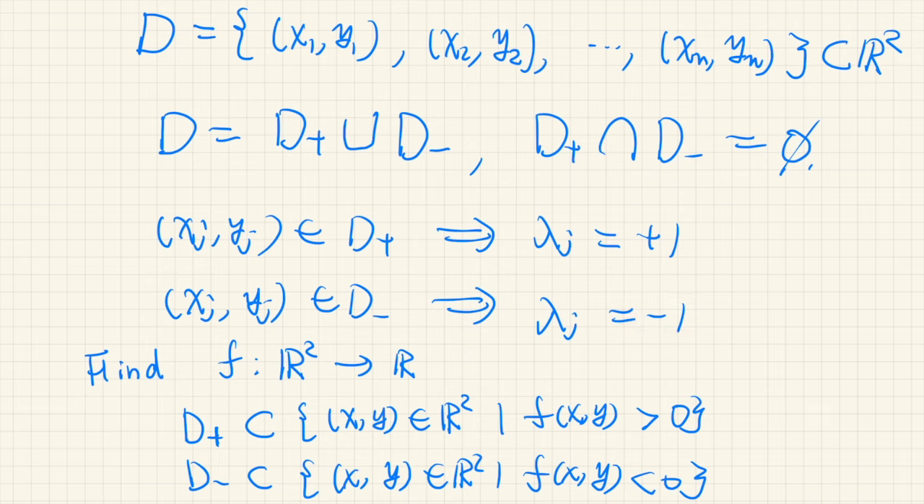The classification problem is to find some function, in this case from the two-dimensional plane to a real number, such that those points that give a positive value of this function are a superset of D plus, and those points that give a negative value of this function are a superset of D minus.